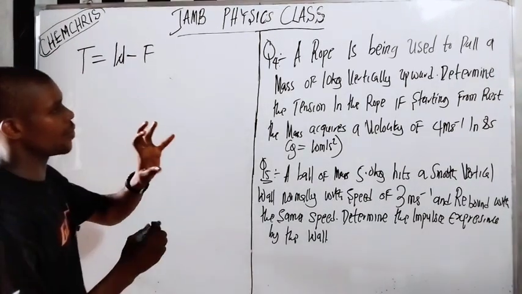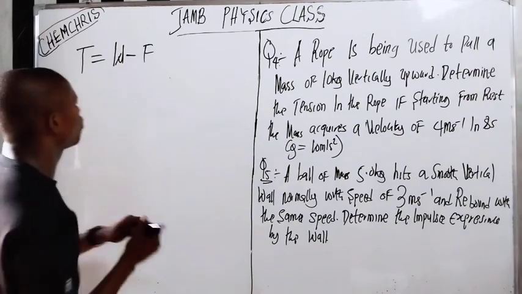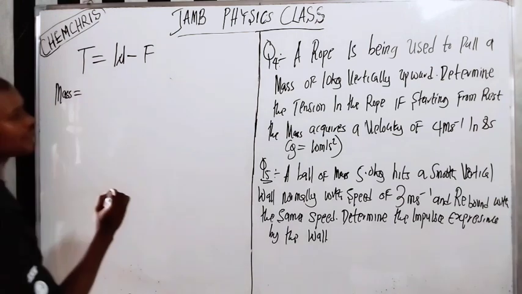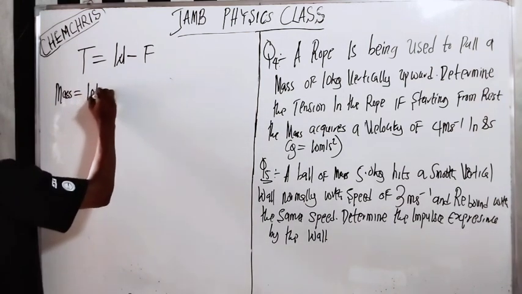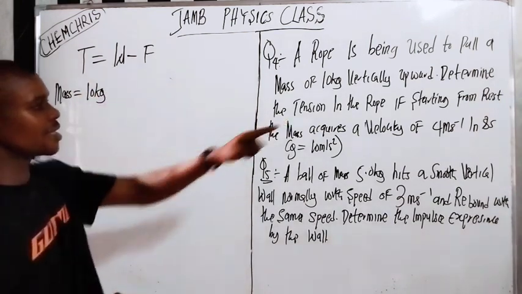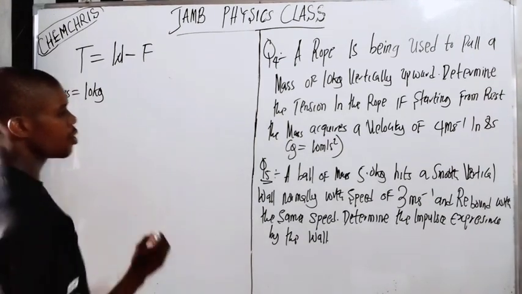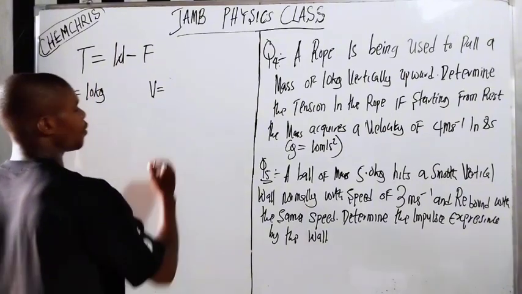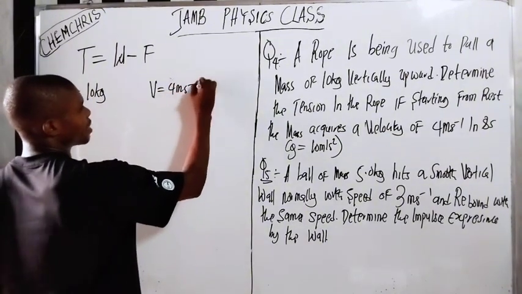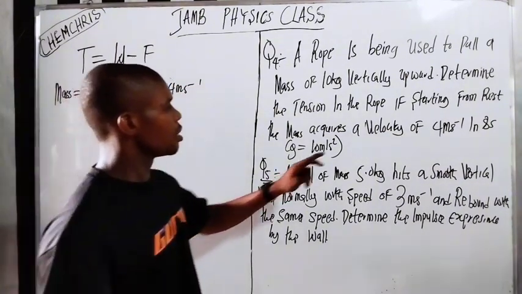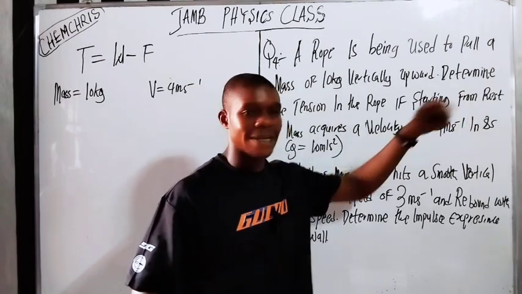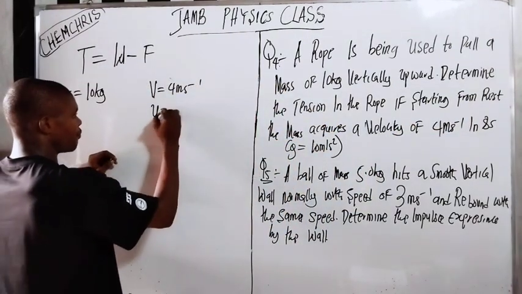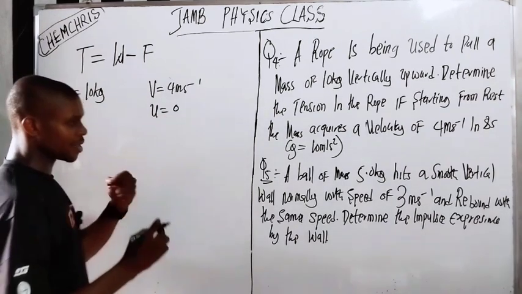This is what you need to understand here. If you look at it very well, you see that the rope is being used to pull a mass. So the mass is 10 kg, right? Determine the tension if the rope starts from rest. So my velocity here is 4 meters per second. Remember, they say it starts from rest, so the body starts from rest. So my initial velocity is going to be 0, just because it starts from rest.